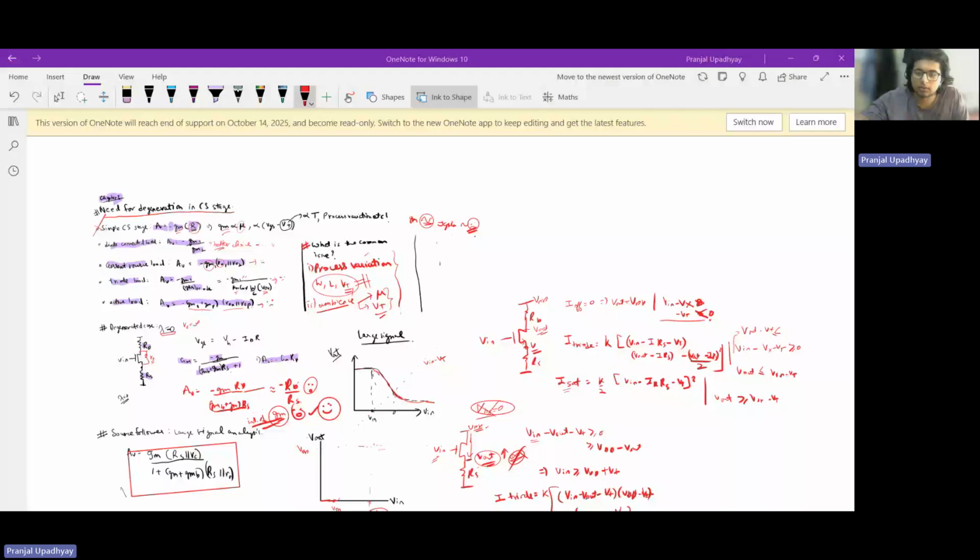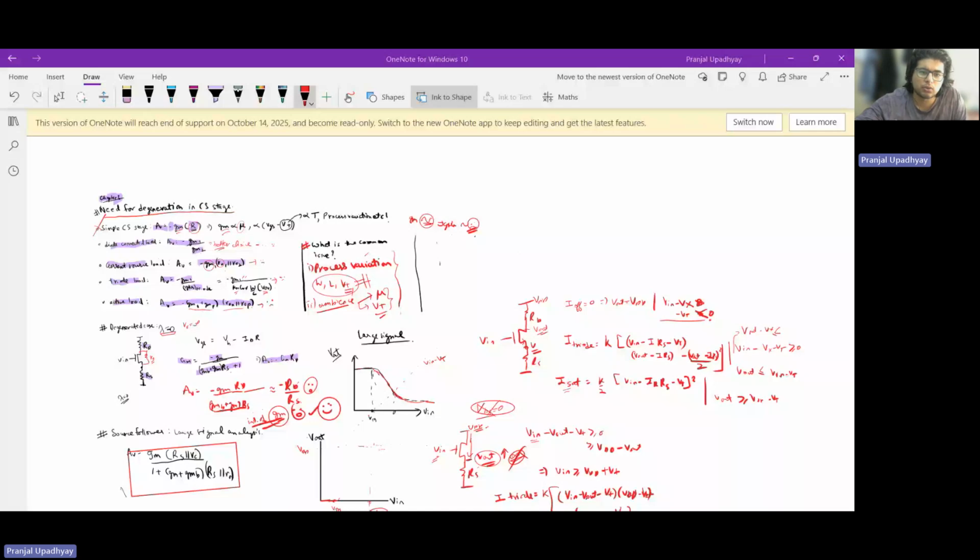Hello and welcome to this final part where we'll wrap up this discussion of single stage amplifiers, which is chapter 3. Let us quickly go through the need for degeneration.